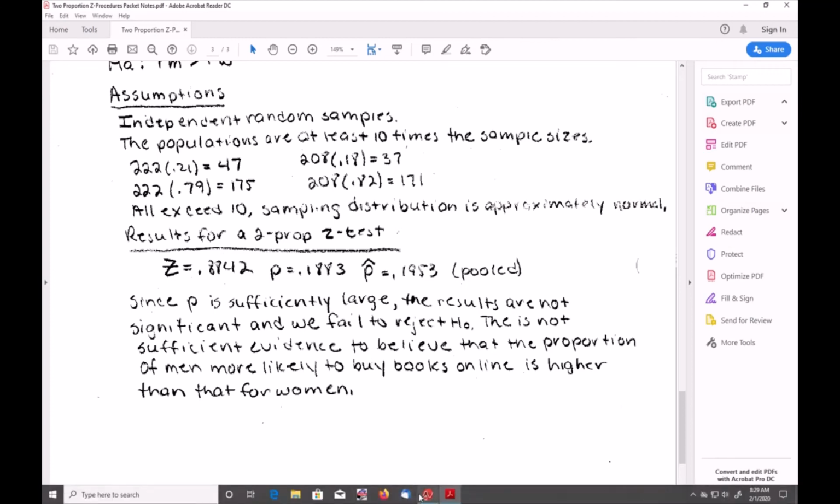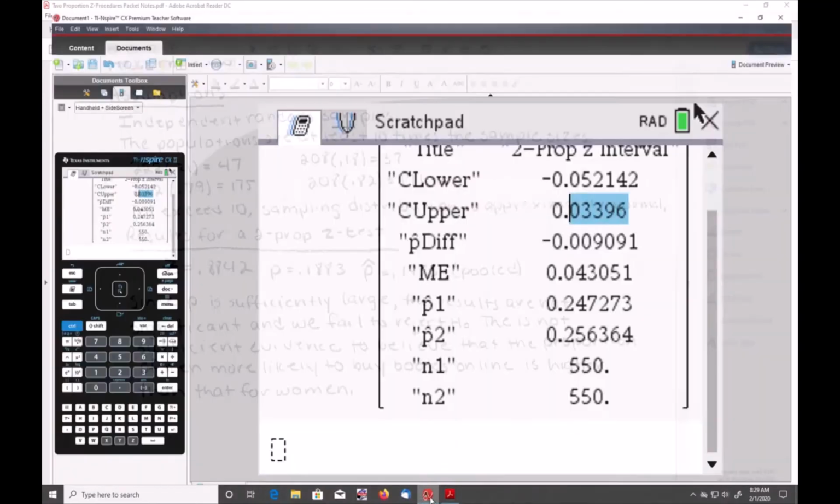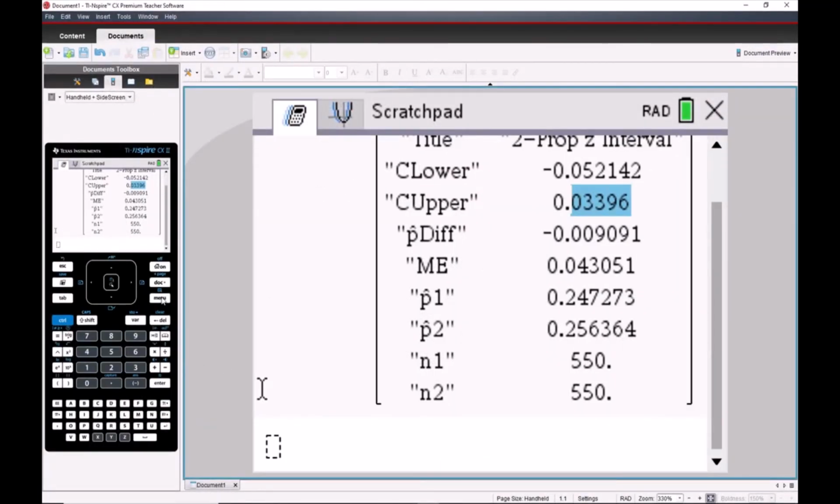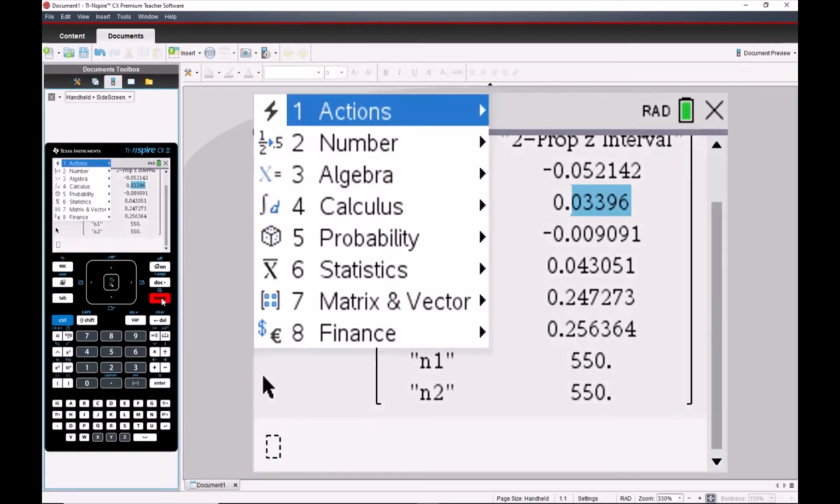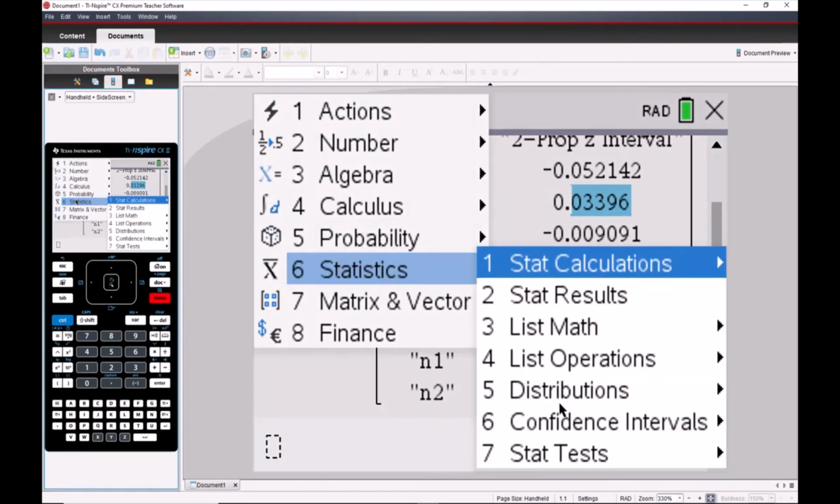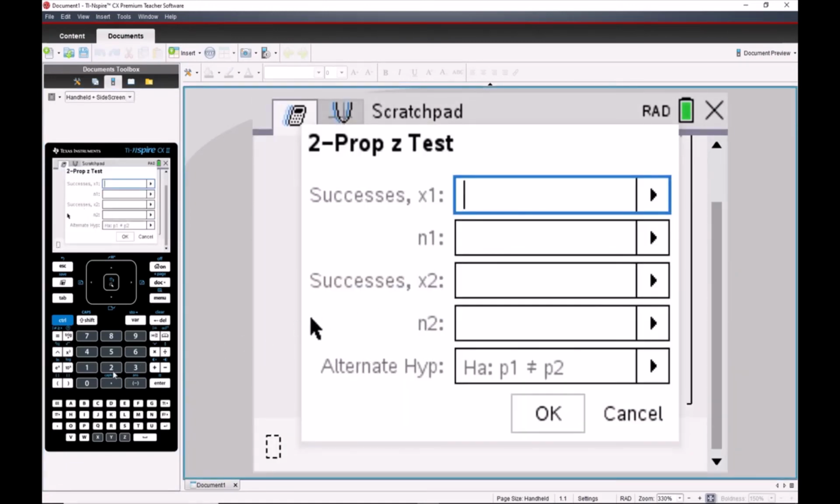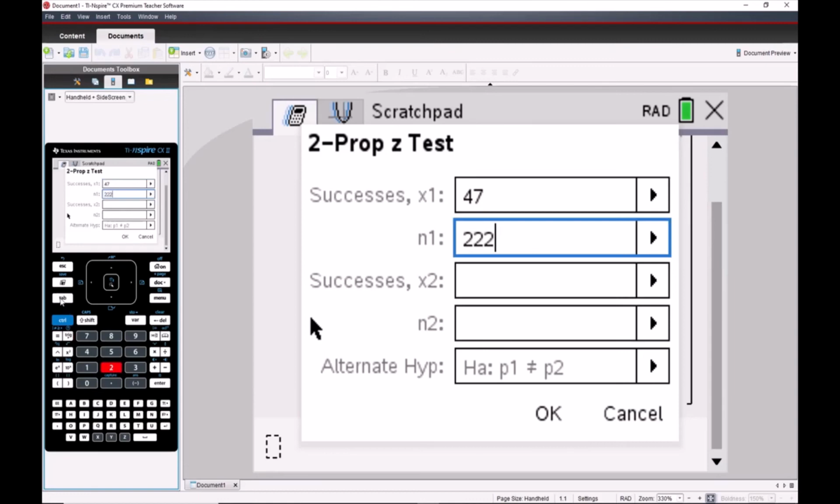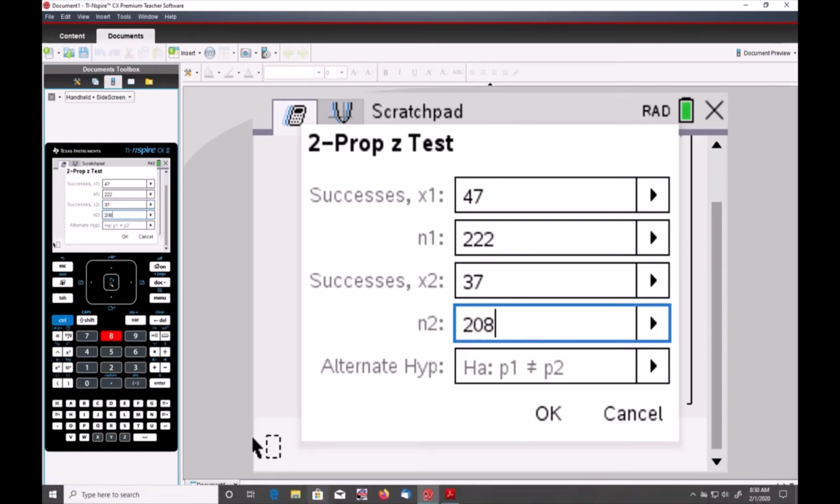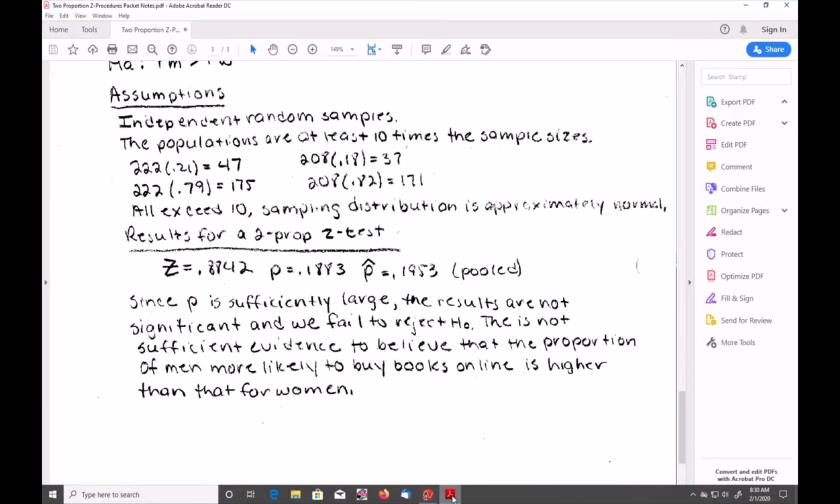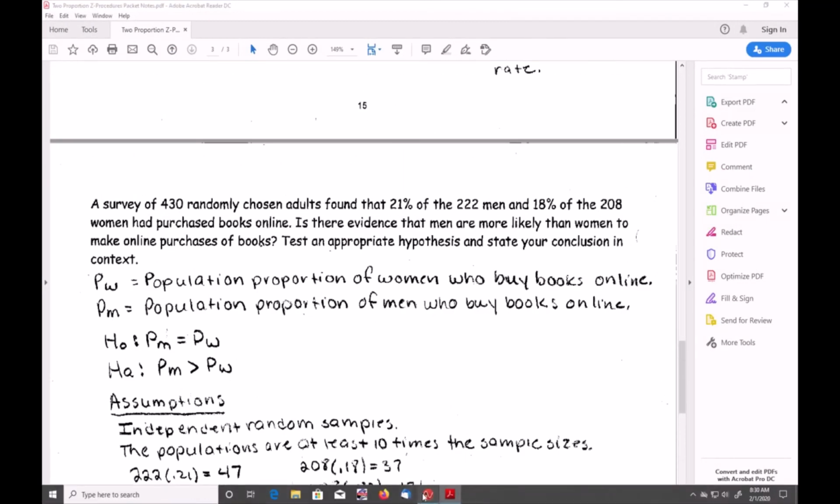All right, and let's see where this comes from. I may have to peek back and forth. My old memory just isn't very reliable. So menu, statistics, stat tests, and 2-prop z-test. I believe, if I remember correctly, it was 47 out of 222 for the men, and then 37 out of 208. Okay, I must check and see if that's right. Bear with me. Yes, that is correct.